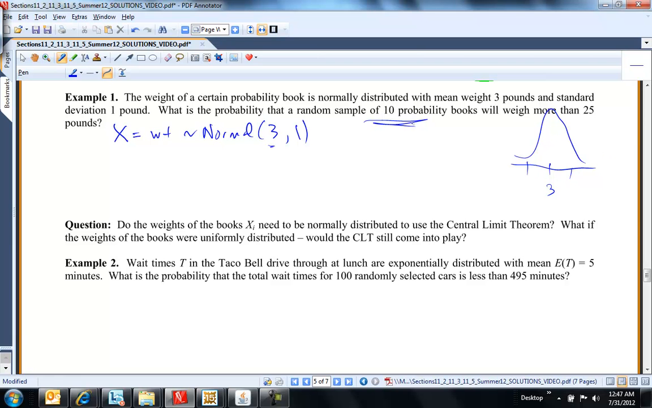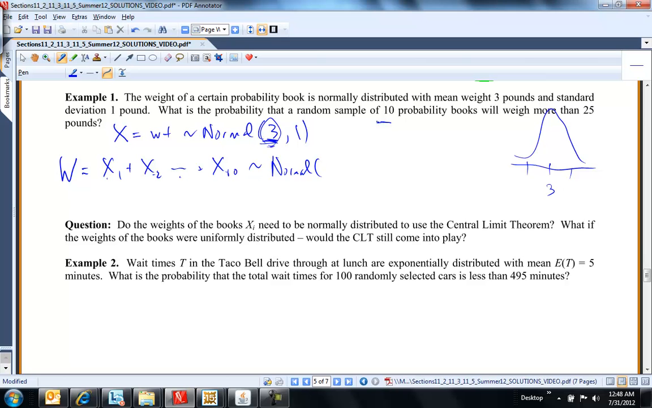What's the probability? I add 10 of them together, so let's let W be the total weight, X1 plus X2 plus up to X10. The total weight should be normally distributed. The mean of this should be the mean plus the mean plus the mean, and so on, so that's going to be 3.